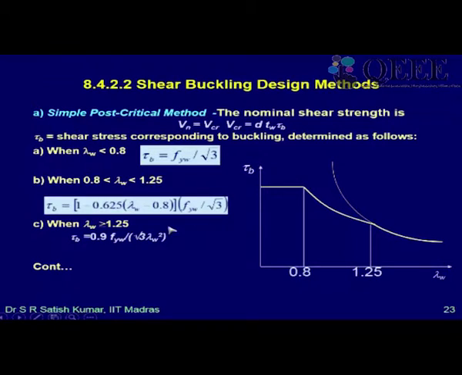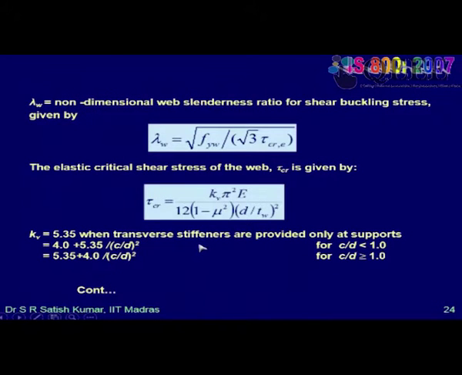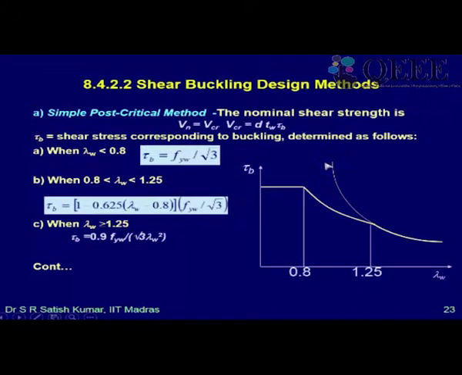So basically the theoretical buckling stress that we derived as tau critical is this formula: Ks into pi square E by 12 into (1 minus mu square), where mu is Poisson's ratio. This tau critical graph will plot like this, and for any plate, obviously tau y, equal to fy by √3, will be the yield stress. So we can say that for large slenderness, the buckling will govern. For smaller slenderness, yielding will govern. This is for an ideal plate.